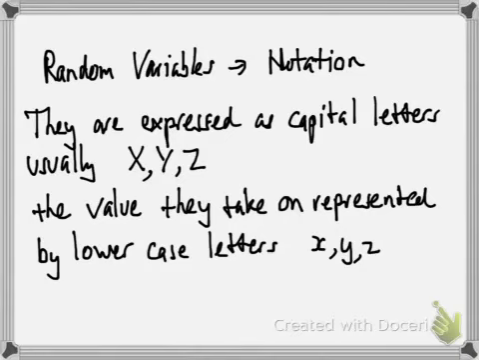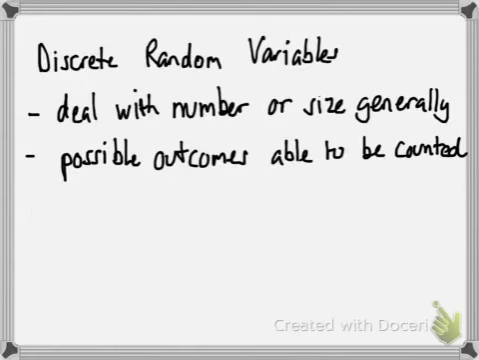Just some notation on random variables. They're usually expressed as capital letters, X, Y, and Z. The value they take on is represented by lowercase letters, lowercase x, y, and z. That will make more sense later in this presentation when we actually start doing some problems. So don't worry too much about that at the moment.